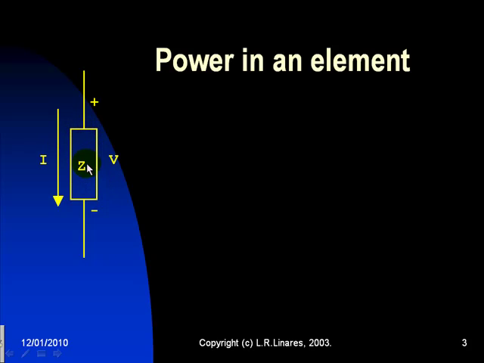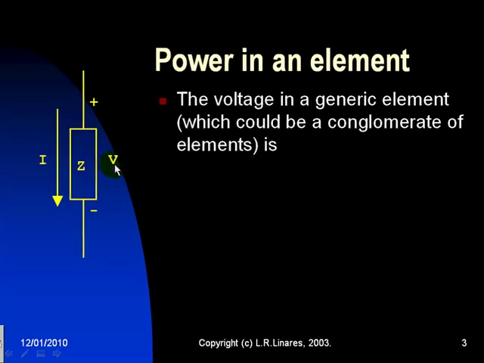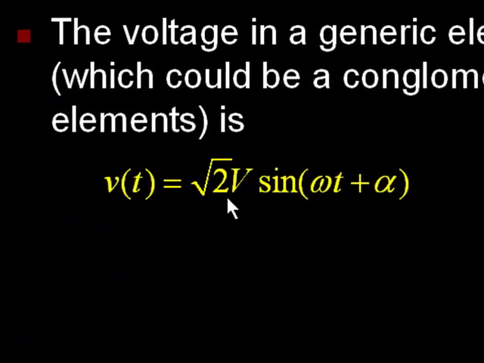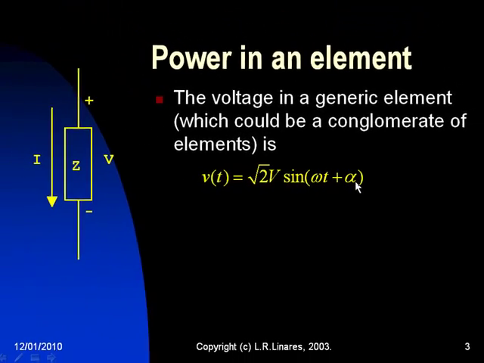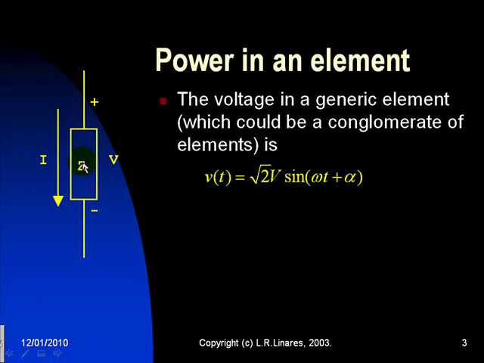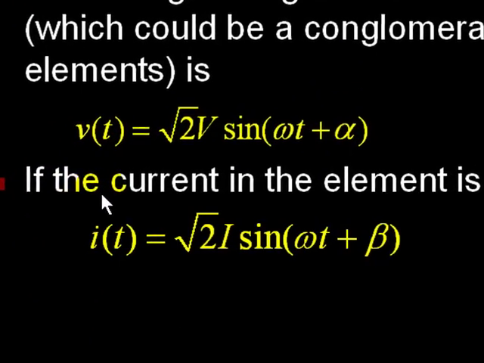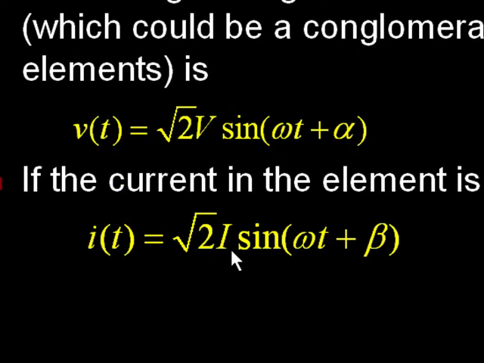Whatever that box is, it has a sinusoidal voltage applied to it like this one. The voltage has an RMS value V, and it has an angular frequency omega, which is 377 radians per second in North America, and a phase shift alpha radians with respect to a chosen reference for phases. The current in that element is also sinusoidal and has the same frequency. That current has an RMS value I, the same angular frequency, and a different phase shift beta radians.